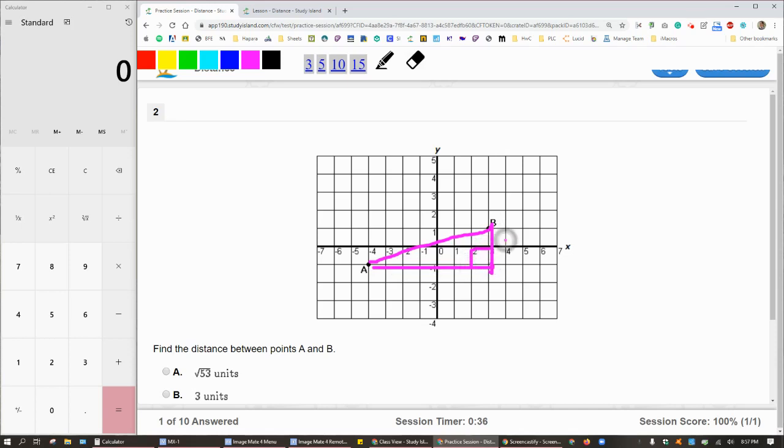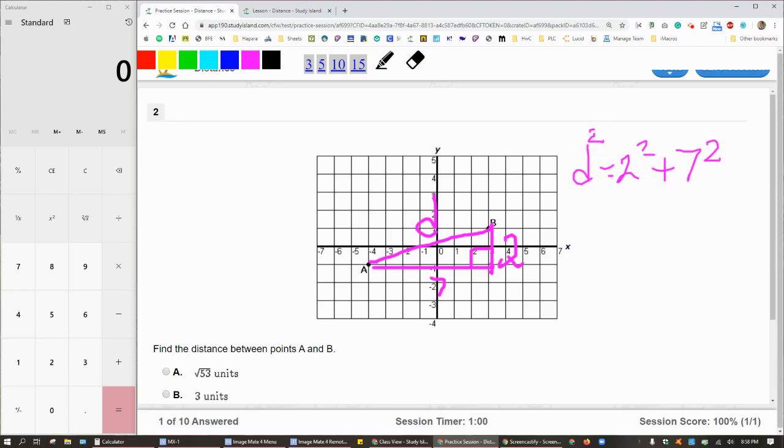What was that distance right there? 2. What's this distance right here? 1, 2, 3, 4, 5, 6, 7. So 7. And then we're going to use this as D for distance or C for the hypotenuse, whatever you prefer. So here we go. The distance is equal to 2 squared plus 7 squared, but then I want the square root of that.